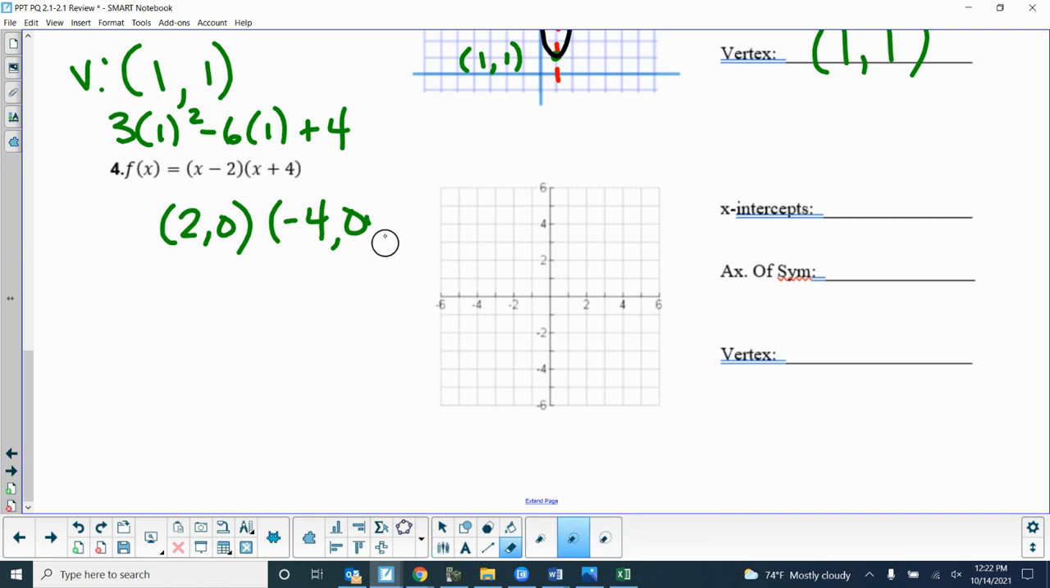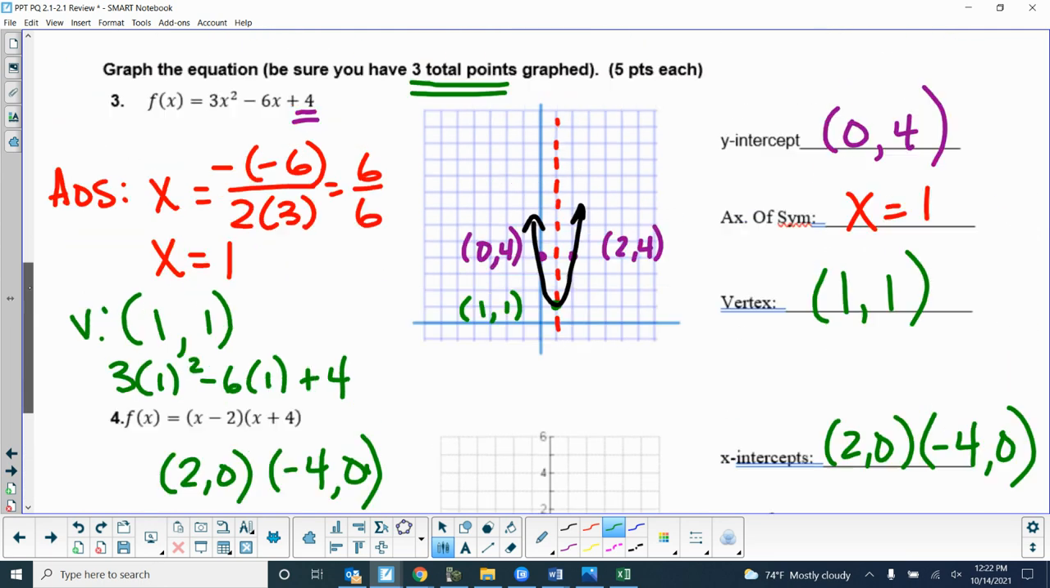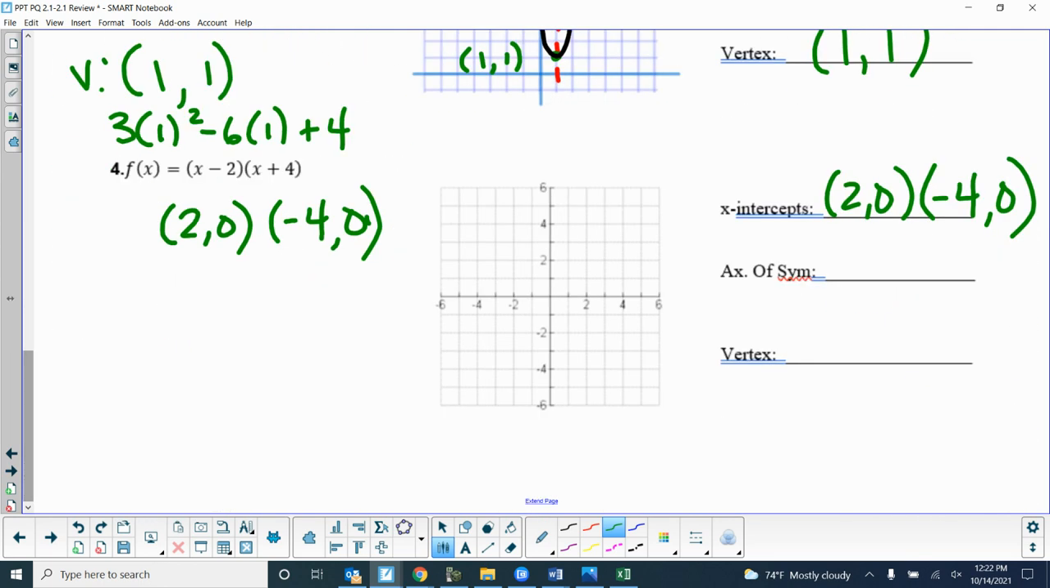So, questions on that? Okay, so put those in the spot, so it's easy to grade tomorrow, right? We got to graph it, don't we? Yeah, that's part of the 3 and 4, graph them, right? So here's 2 of my 3 points.